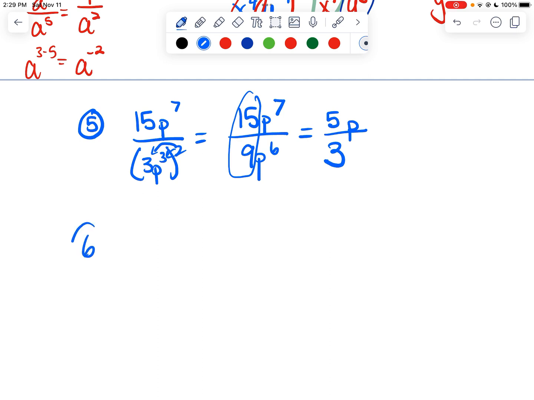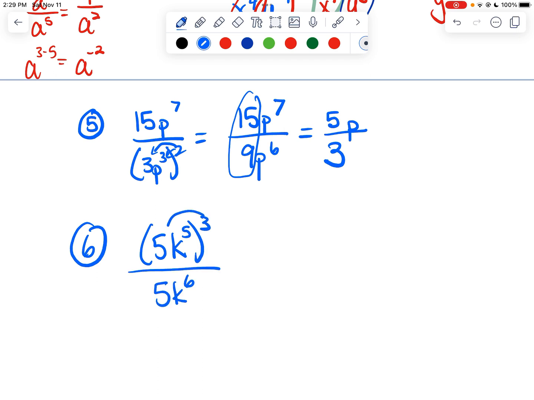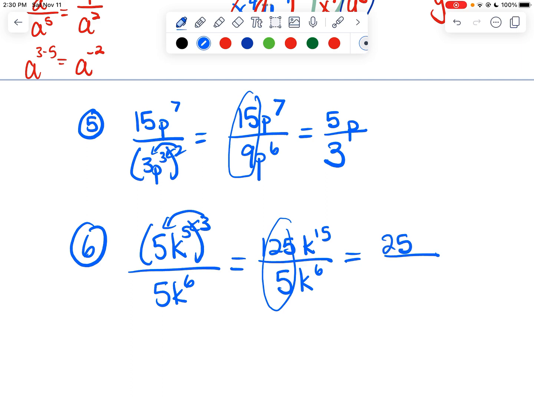All right, let's take a look at one more like that. Let's say we have 5k to the 5th cubed over 5k to the 6th. We distribute first. So 5 times 5 is 25, times 5 again is 125. So 5 cubed is 125. K to the 15th over 5k to the 6th. Well, 125 over 5 is 25. And where are there more k's? On top, and there's 9. So it would just be 25k to the 9th.